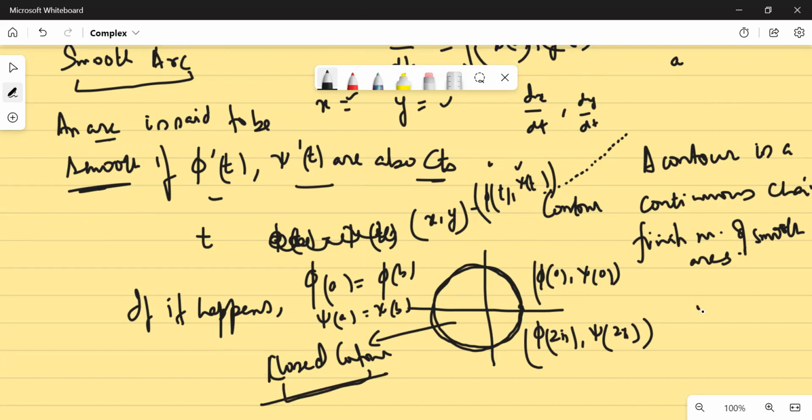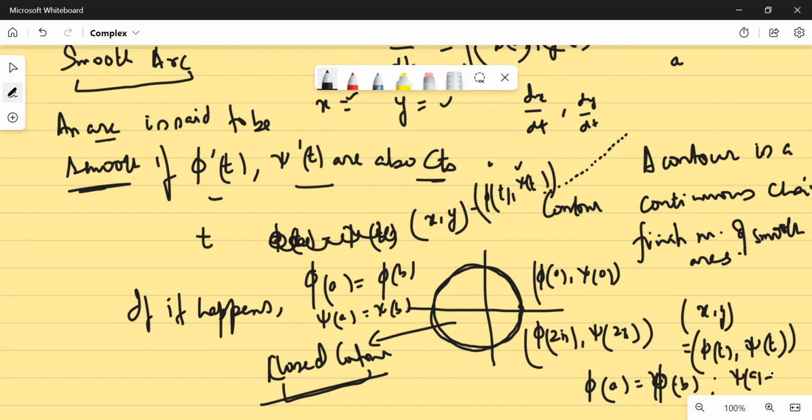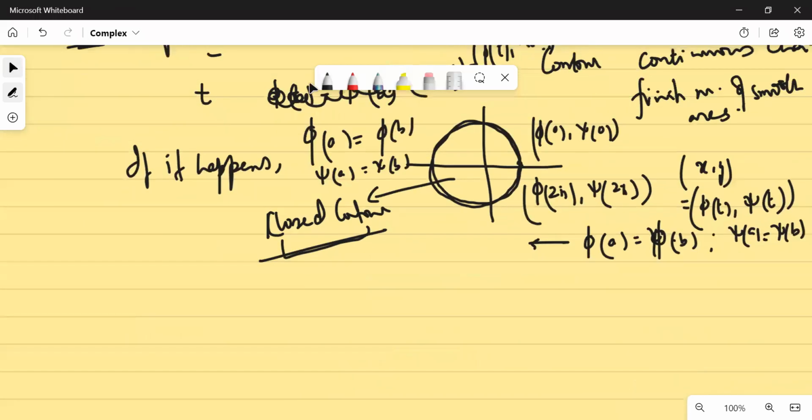Yes or no? So if I'm saying that my x and y can be represented as phi t and psi t, where phi t and psi t are continuous functions of t, such that phi of a is equal to phi of b and psi of a is equal to psi of b, then I would say that I am on a closed contour. Yes or no? यहां तक समझ में आई बात? किसी को नहीं समझ आ रही तो प्लीज पूछ लो.